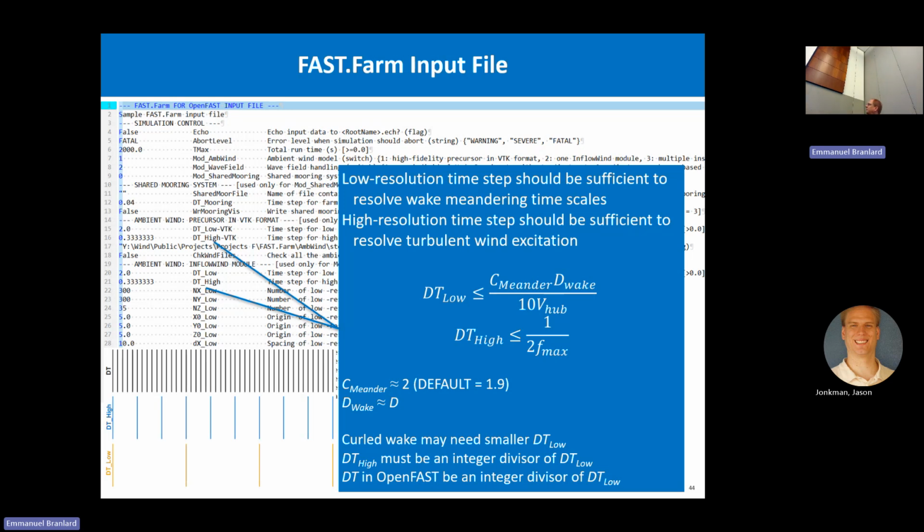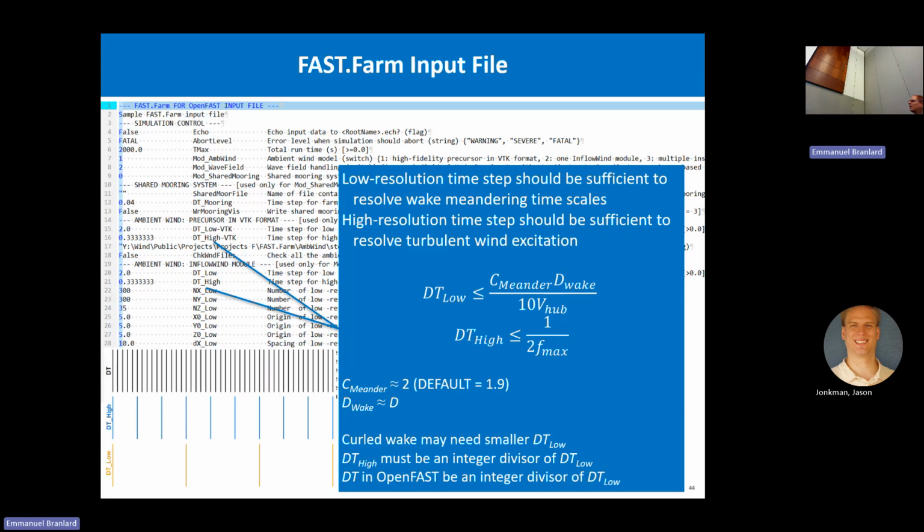And then DT high, we usually tie that to how much frequency content you want. Do you want 3P? Do you want 6P? Do you want 9P? One over 2 times that is basically the rule of thumb. So usually I would say 9P or something would probably be sufficient for an elastic solve. There are some numbers there: C meander is roughly 2, and wake diameter is roughly the rotor diameter, and that will give you nice numbers for those formulas.